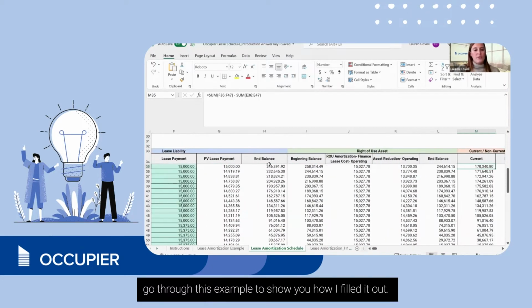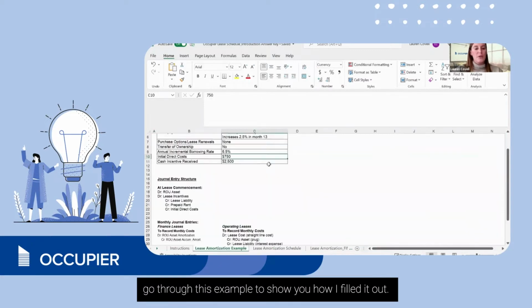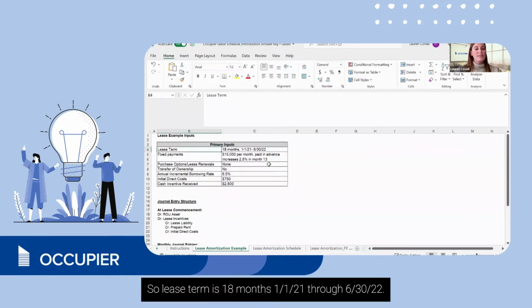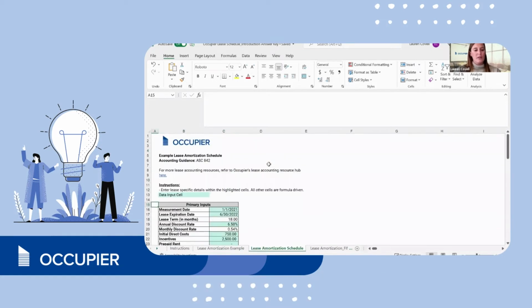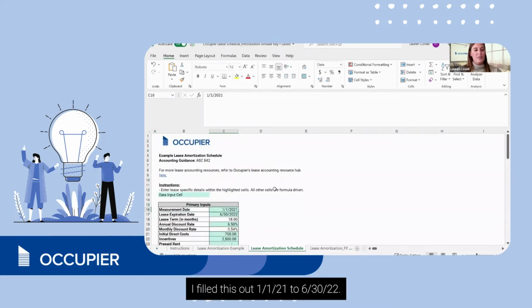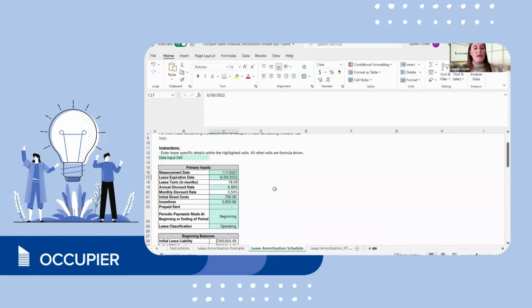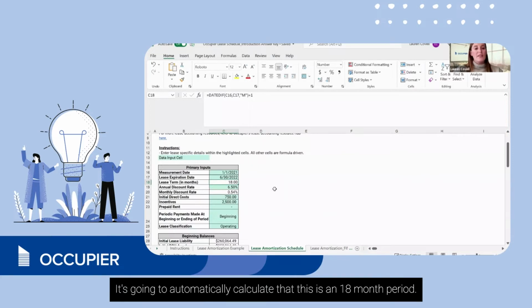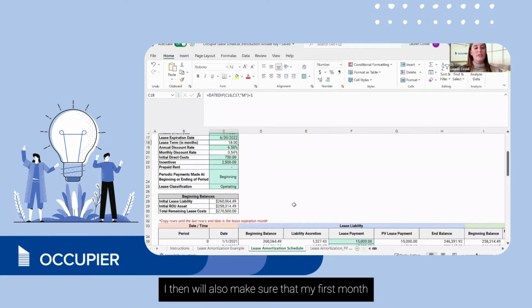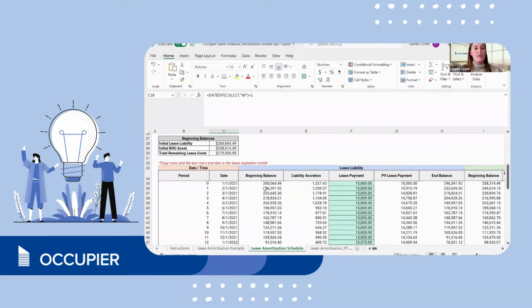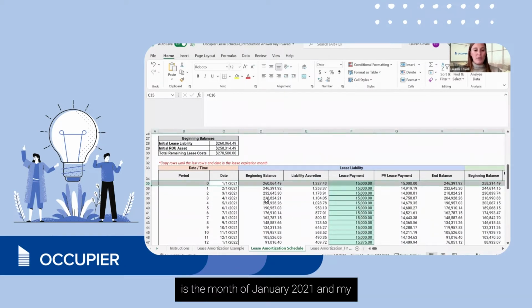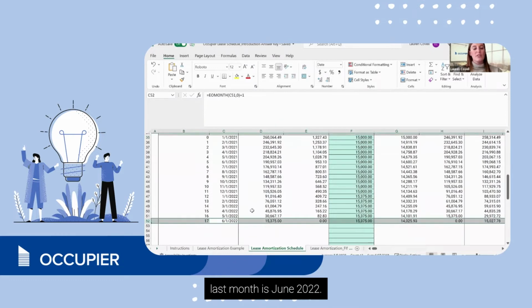And let's go through this example to show you how I filled it out. So lease term, it's 18 months, 1/1/21 through 6/30/2022. I filled this out on 1/1/2021, 6/30/2022. It's going to automatically calculate that this is an 18-month period. I then will also make sure that my first month is the month of January of 2021, and my last month is June of 2022.